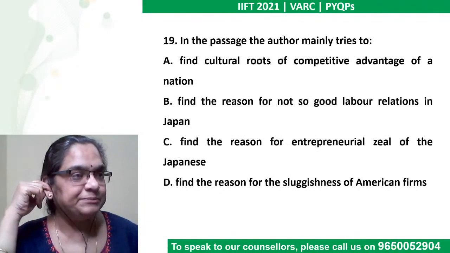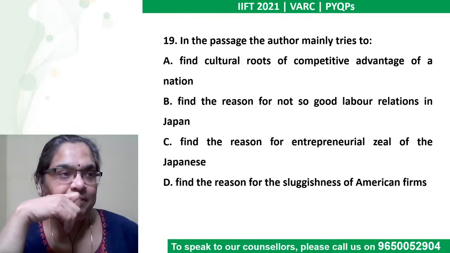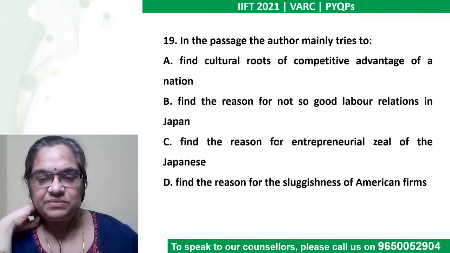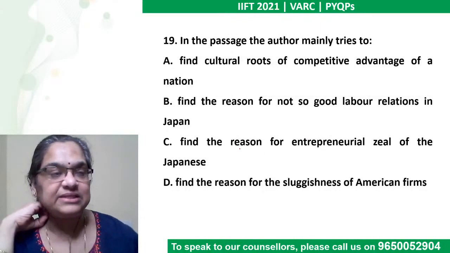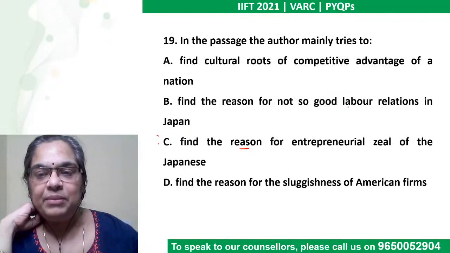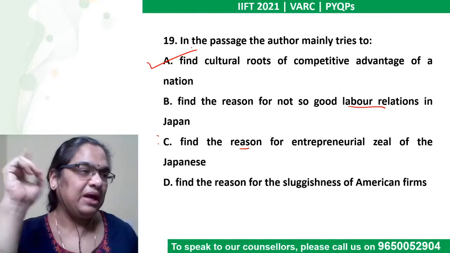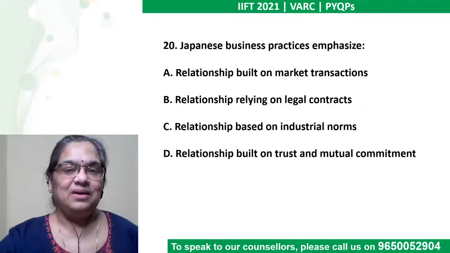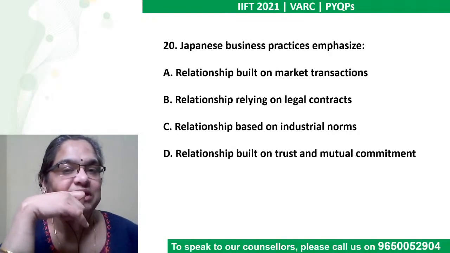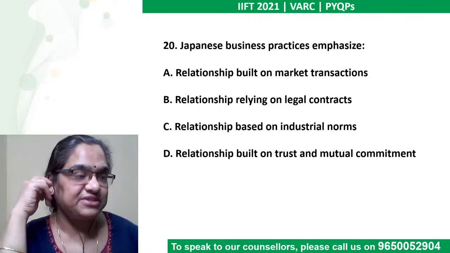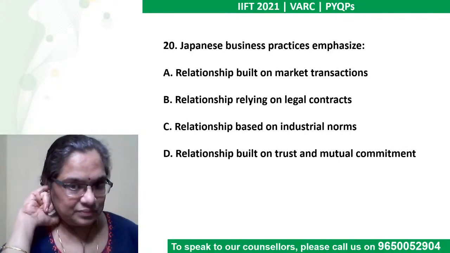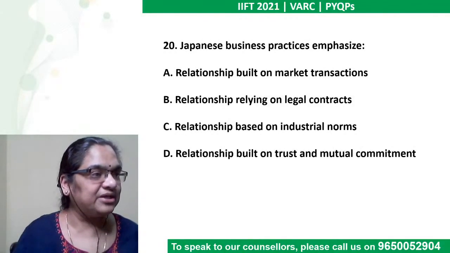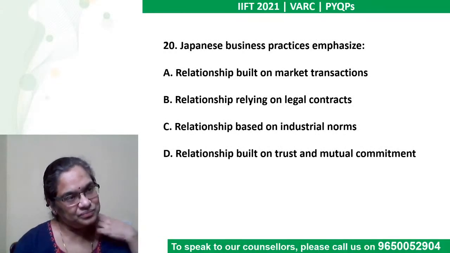Question 19, what's the answer? In the passage, what is the author mainly trying to do? Sluggishness of American firms, has he said? Entrepreneurial zeal, did he say they all have entrepreneurial zeal? Labor relations, no, therefore it has to be culture. So answer is A. All right. What kind of thing does the Japanese business culture emphasize? What is its emphasis on? Even if you had read first line, middle line, last line, you'll get this question correct. Right?